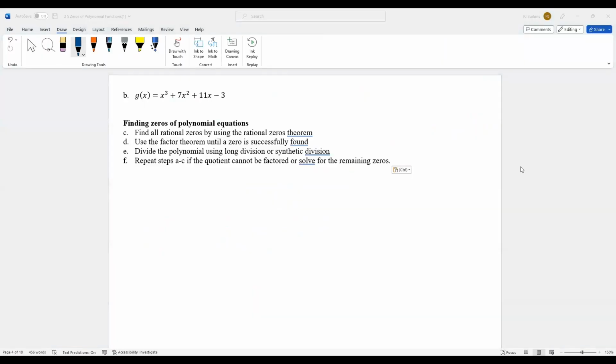For our second example, again, we need to start by finding all rational zeros by using the rational zeros theorem. So first, this is degree 3. The value of P is -3, and the value of Q is 1. So our potential factors for P are plus and minus 1, plus and minus 3. And for Q, we simply have plus and minus 1. So this doesn't look like it's going to be too bad.